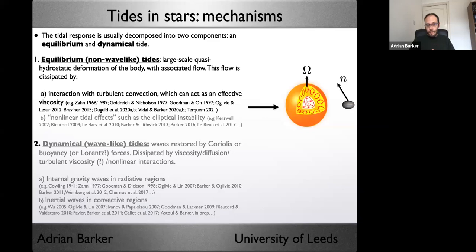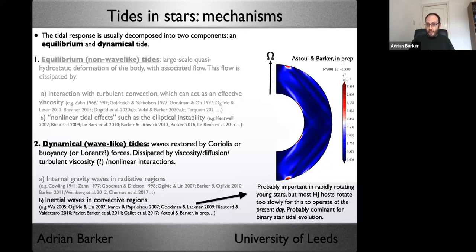And this is something that's been studied using phenomenology in the 60s and 70s, but it's only recently we've been able to simulate this. And that's something that my group has been working on recently. And I'll talk a little bit about that in the next few slides. Equilibrium tides can also be damped through instabilities, but probably this is less important to the stars, so I won't talk about that. But there are other mechanisms of tidal dissipation that are important as well.